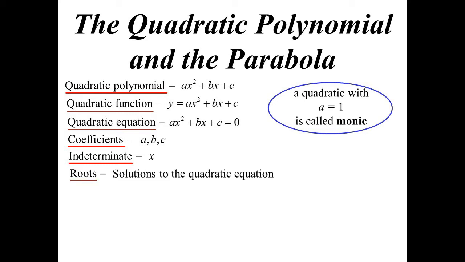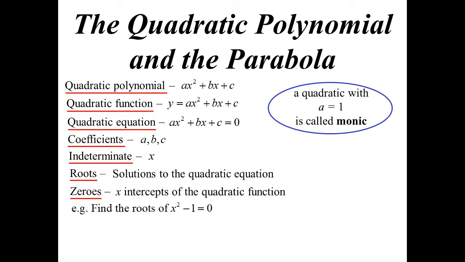Roots, they're the solutions to the quadratic equation. So they're the roots of the equation, as opposed to zeros, a very, very subtle difference. The zeros are the x-intercepts of the quadratic function. So technically you have roots of an equation, but you have zeros of the function or the polynomial itself. So if I had a question which said, find the roots, it's saying find the roots of an equation. So it's saying solve for x. Well, not exactly a difficult quadratic there: x squared minus 1 equals 0, so we get plus or minus 1. They would be the roots of that particular equation.